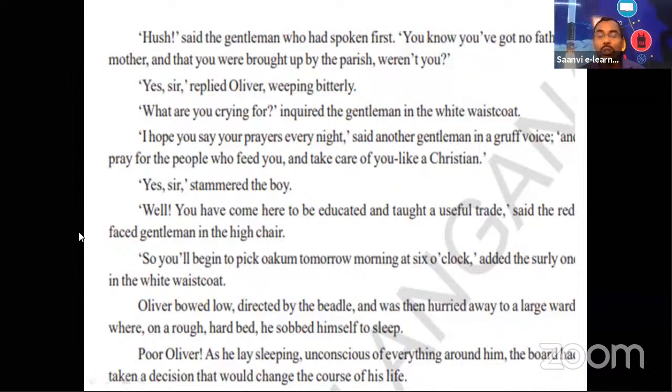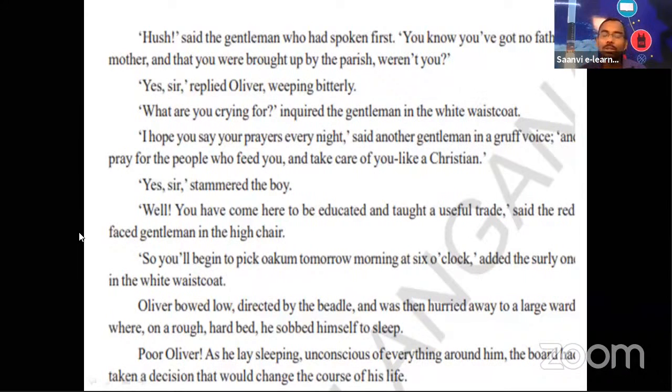They moved fast to a large ward where on a rough, hard bed, the bed where he was sleeping is not soft. It was hard as stones. Hard bed. He sobbed himself to sleep. He sobbed. He started crying. And slowly he fell asleep.